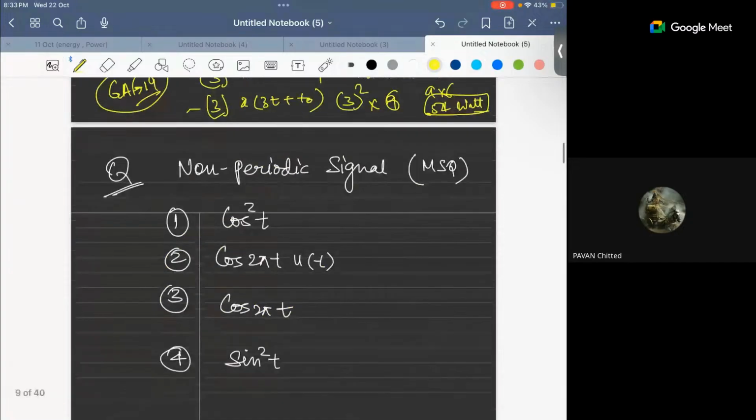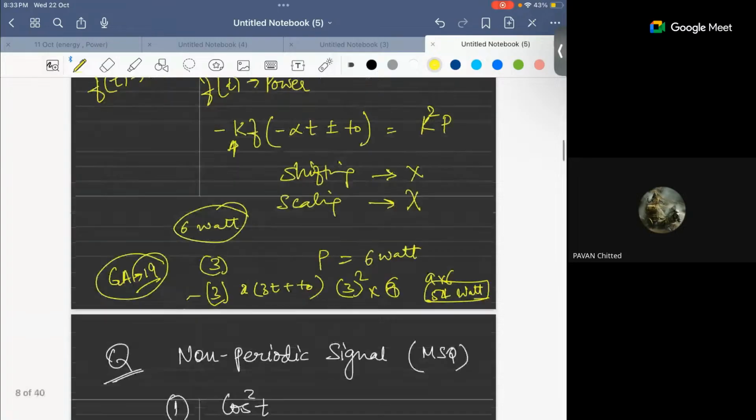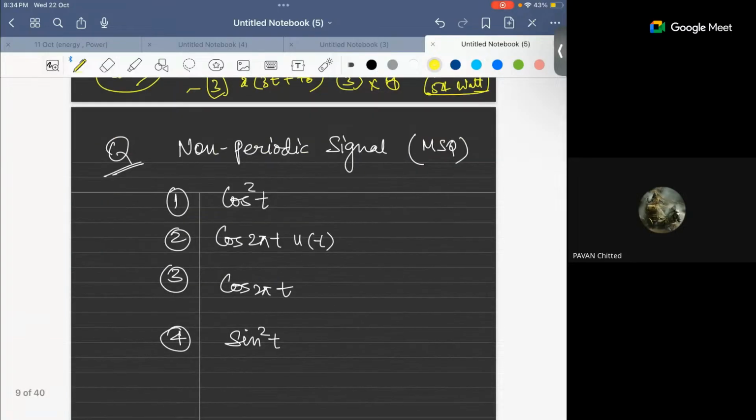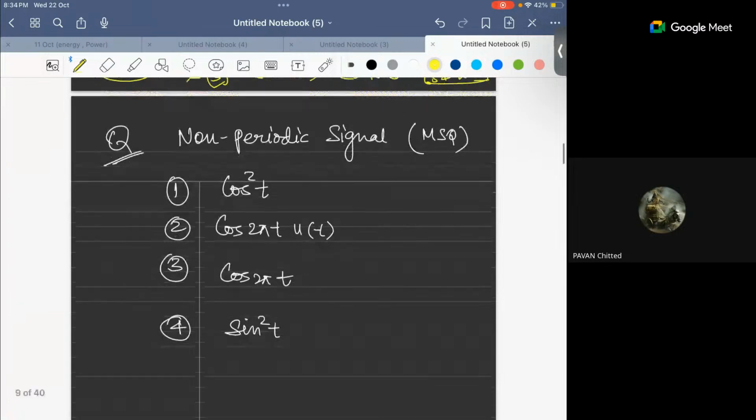Now, which of the following is non-periodic out of these four? I hope this power and energy is clear. You can just go through today's slides and last week's slides, and that is more than sufficient to solve each and every problem correctly with whatever we have discussed. I don't think there are any questions you can't solve in the exam. All the questions are very simple, and you'll get just what we have discussed.